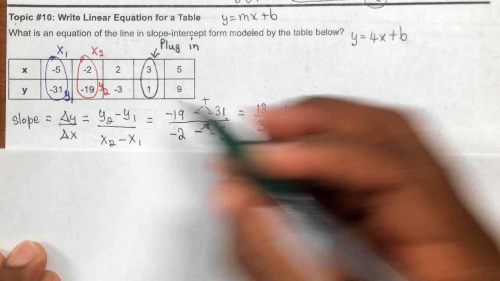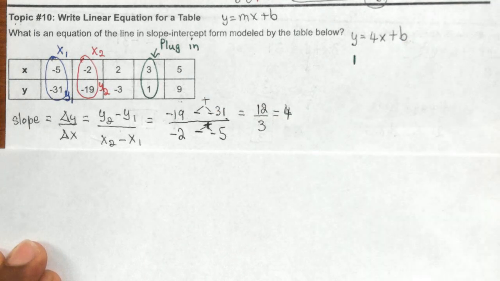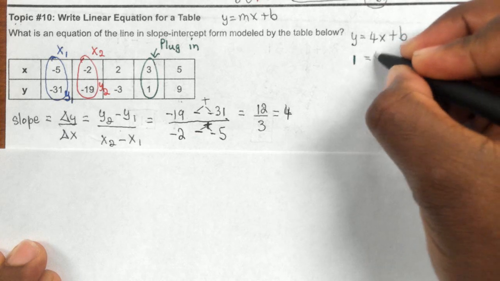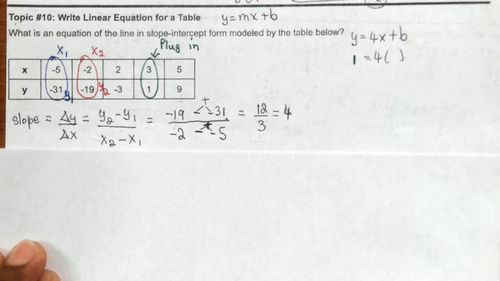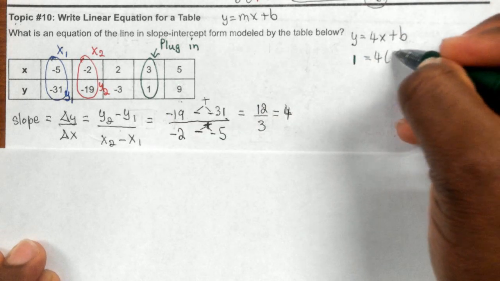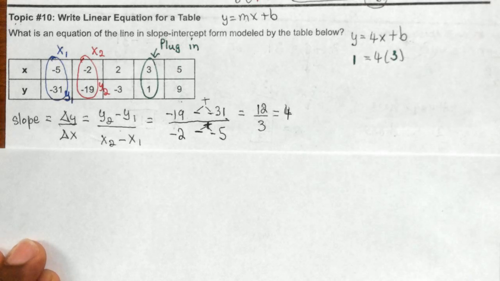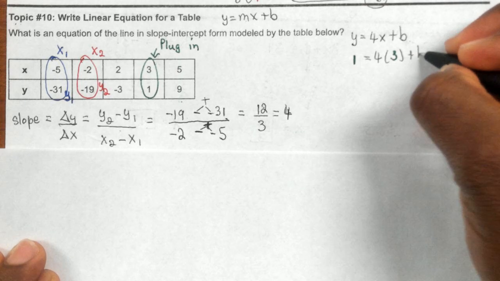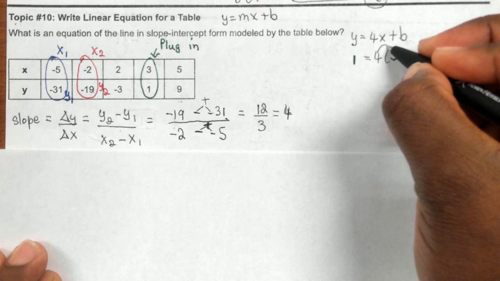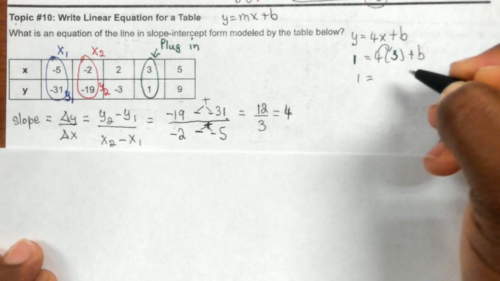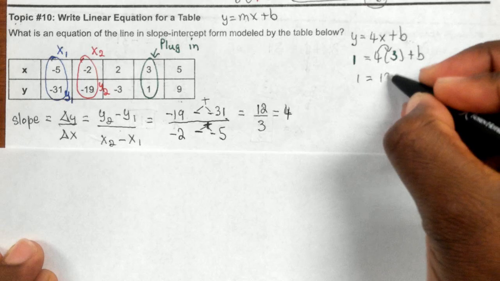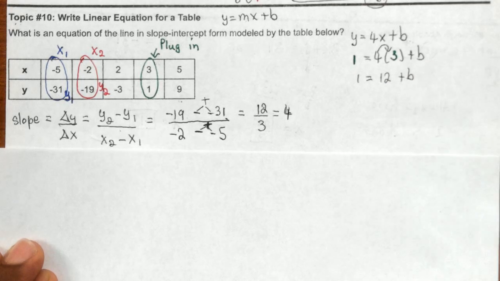So I'm going to replace the y with 1, equals 4, and I'm going to replace the x with 3, because that's what I'm plugging in, and then plus b. The 4 and the 3 are going to multiply, so I would have 1 is equal to 4 times 3 is 12, then plus b.